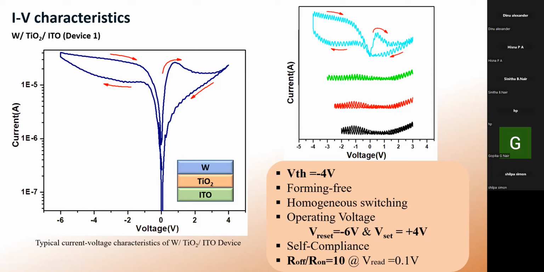So due to that, the threshold voltage is equal to the forming voltage. The device does not require a forming process. Also, we observe that there is a self-compliance property, because usually a device requires a current compliance to secure it from permanent breakdown. So here it shows self-compliance properties and has an R_OFF to R_ON ratio around 10 at a read voltage of 0.1 volt.